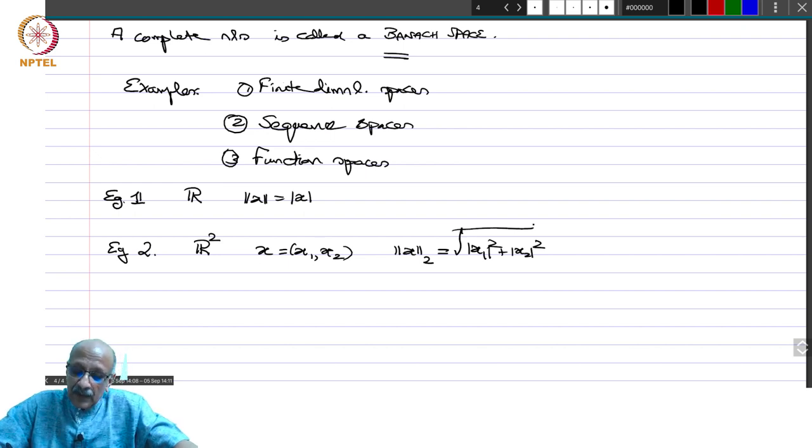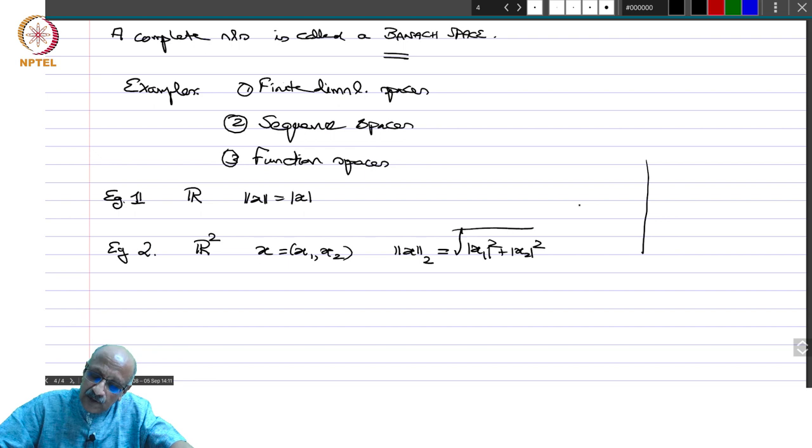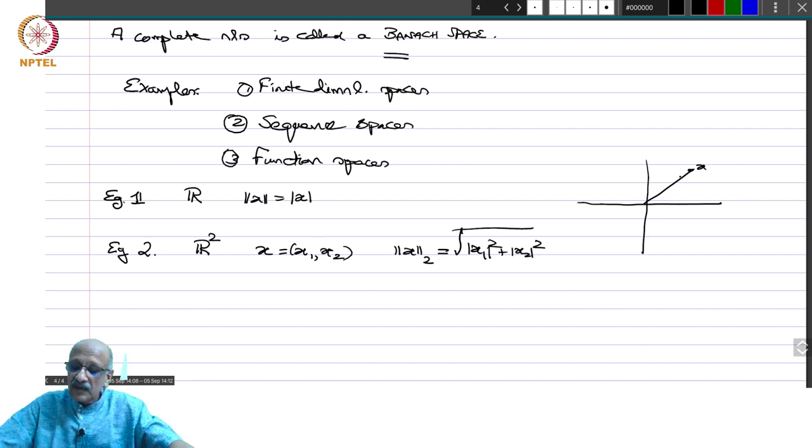Again, the first three properties, non-negativity, equal to 0 if and only if x equals 0, and norm of alpha x equals mod alpha norm x, are all trivial from this. So what about the triangle inequality? To see the triangle inequality, we recall that norm x is nothing but the magnitude of the vector x1, x2. So if you have x here, this length is mod x.